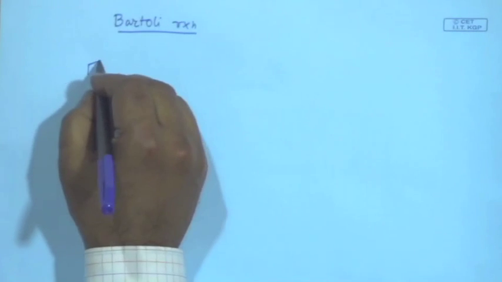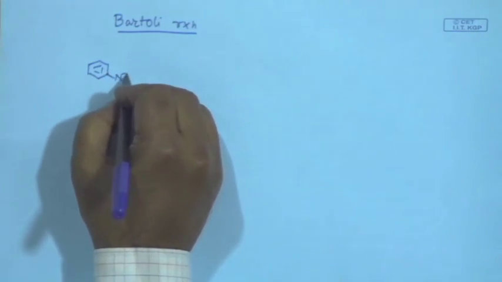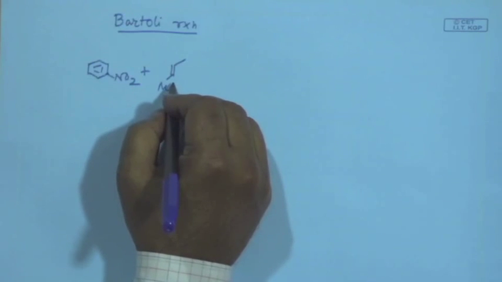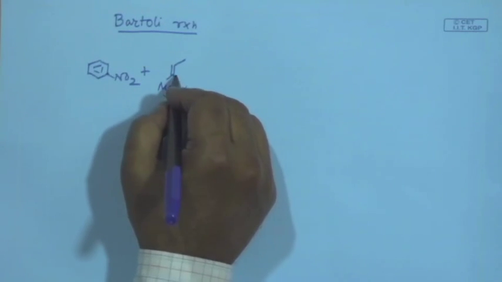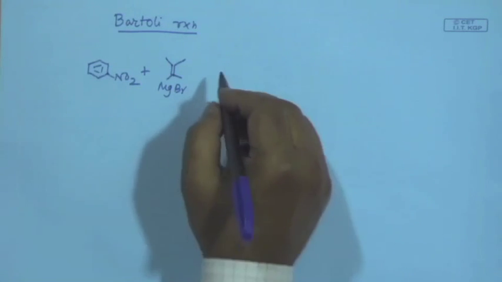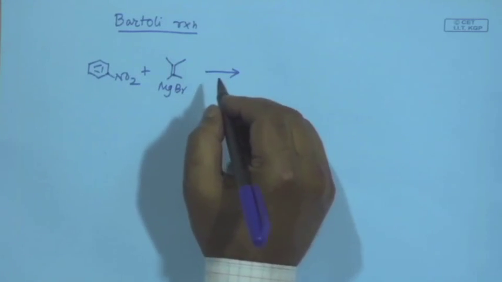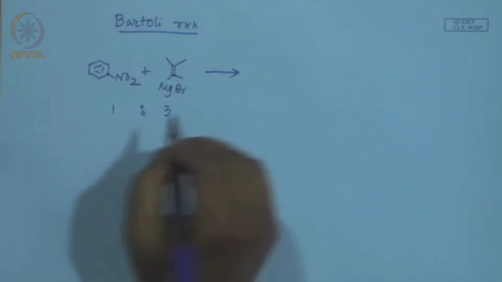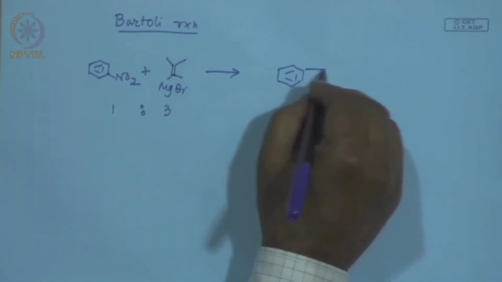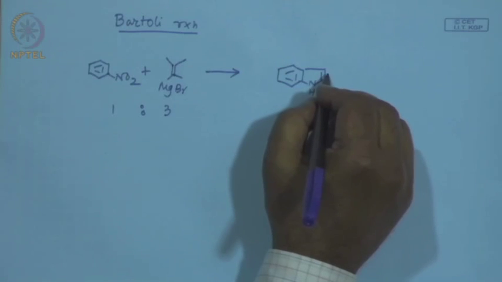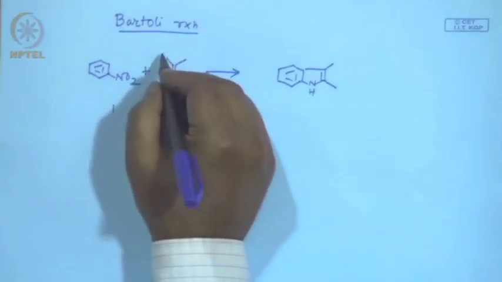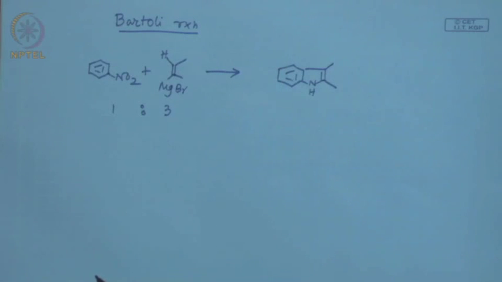If you recall, you have to identify the starting materials. The starting material is nitrobenzene, and the other portion is vinyl magnesium bromide. You do not have to do anything, just mix them, but the ratio of the starting metal should be 1:3, that is the minimum. And the product that you are going to get straight away is this indole. So it's a neat reaction.